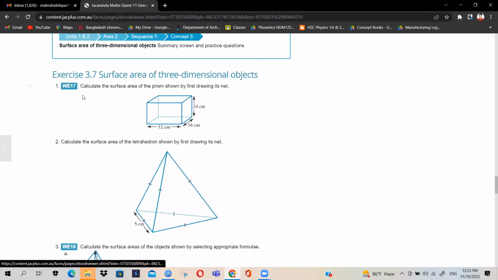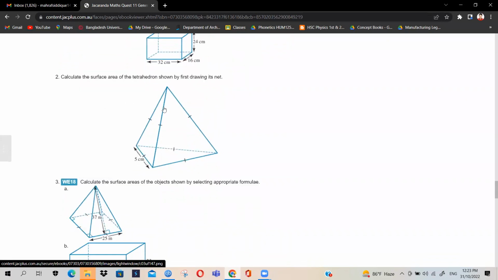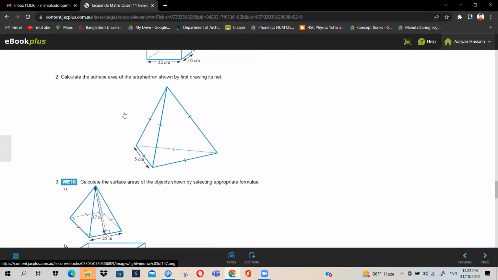All right. So number one, you will be able to do this. Number two, you will be able to do this. You have to draw the net. Why is it necessary to draw the net? It's not necessary. You will just need to draw 4 triangles, like it was given previously. It will be something like this, because a tetrahedron consists of 4 triangles. And you have got the 5. This is 5, and all the sides are the same.